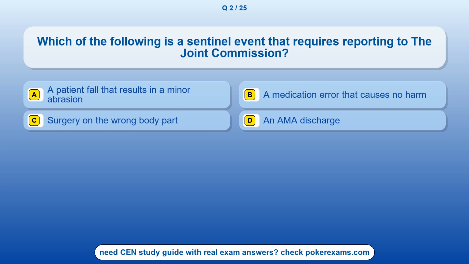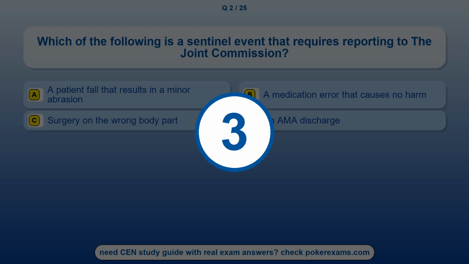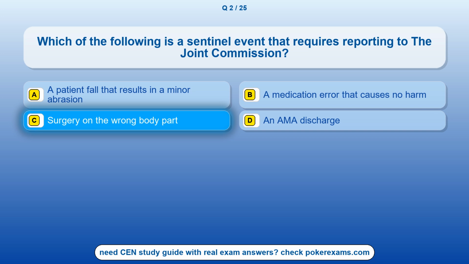Question 2. Which of the following is a sentinel event that requires reporting to the Joint Commission? Option A, a patient fall that results in a minor abrasion. Option B, a medication error that causes no harm. Option C, a surgery on the wrong body part. Option D, an AMA discharge. The correct answer is option C, surgery on the wrong body part.